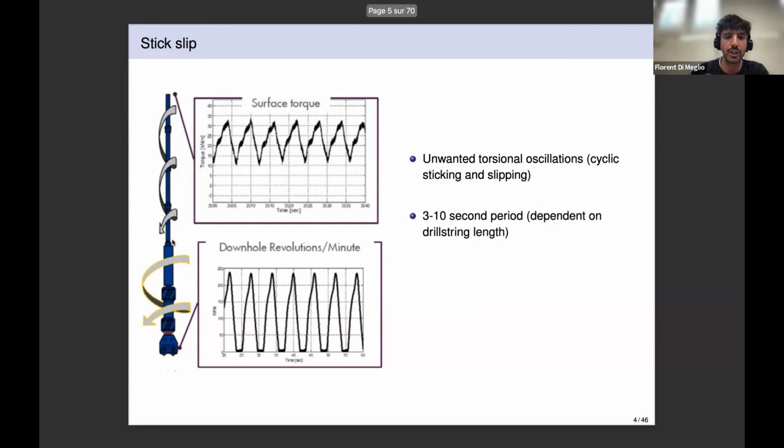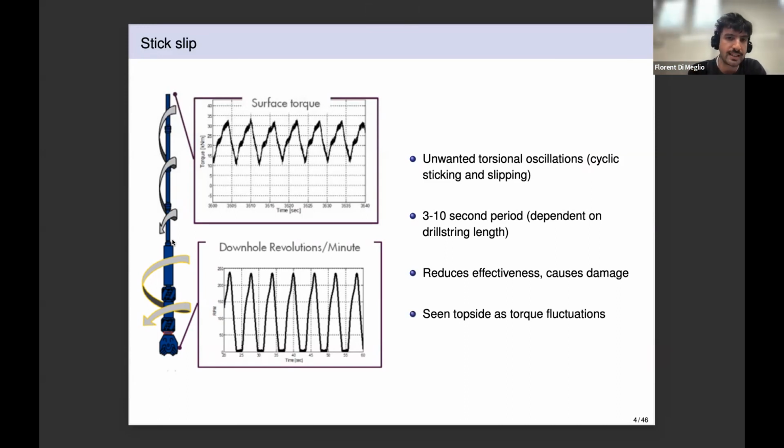This is obviously a distributed phenomenon, so you have inhomogeneous velocities up and down the BHA and the drill string. And the period of these oscillations is typically 3 to 10 seconds. And this is an undesirable behavior, which causes wear and tear on the equipment and reduces the effectiveness of the drilling, so decreases the ROP. And one thing that's important is that there's a pretty clear signature at the surface, and you see the torque build up and then drop down when the system experiences stick slip.